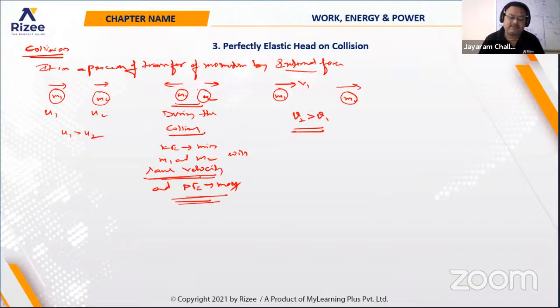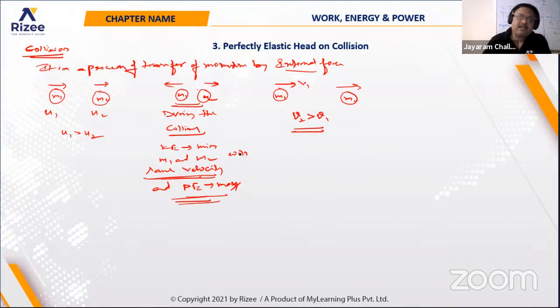Or if the transfer of the potential energy is very minimal, that means the bodies continue to remain in the deformation state, you can call it a perfectly inelastic collision, where there will be a loss of energy and the kinetic energy will be lost. Fine, so this is the main basic thing.